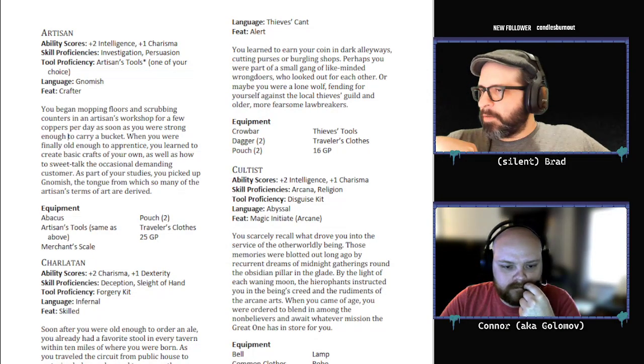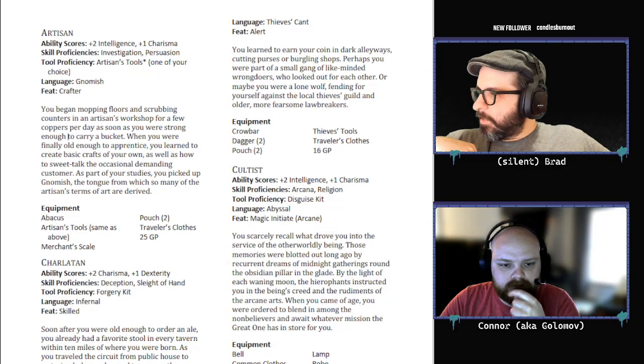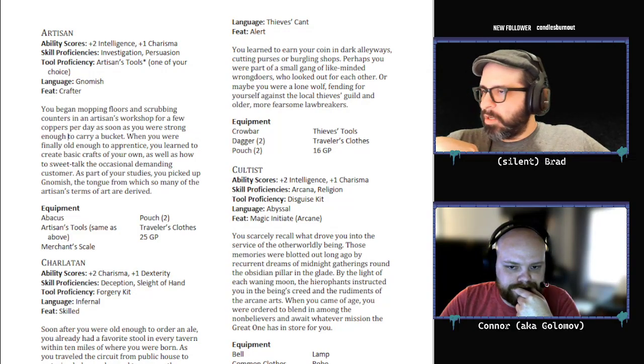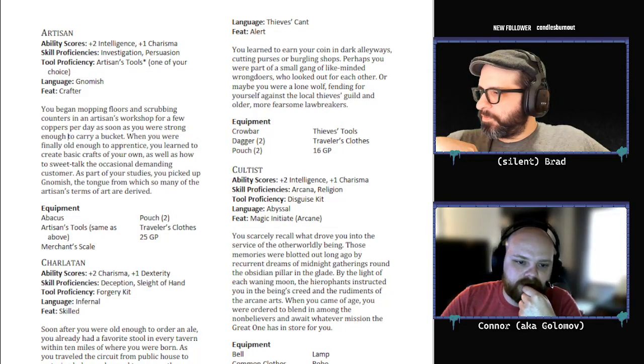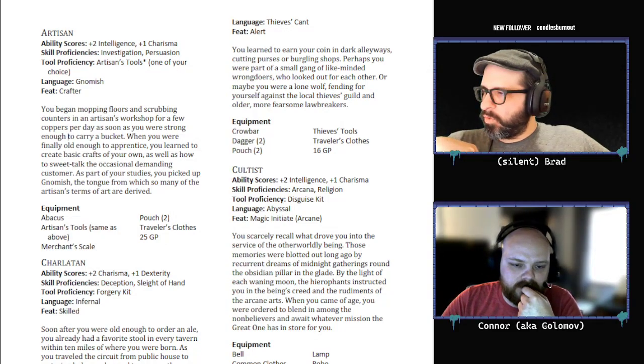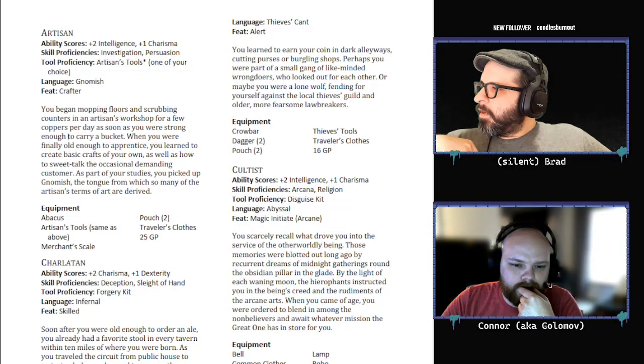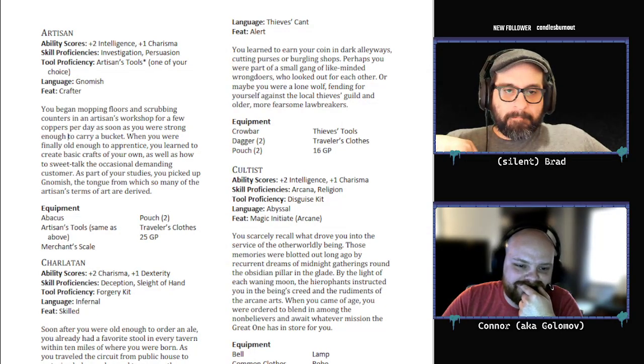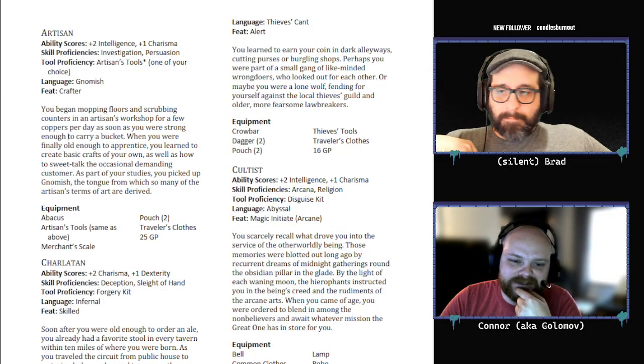So again, insight and persuasion are the same. One type of artisan's tools. Language, one of your choice. Abacus, merchant scale. It's similar. Traveler's clothes again. And sorry, I'm just reading the first line into Charlatan, and I'm just like, I love that.